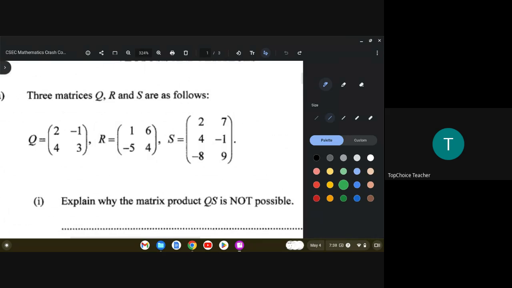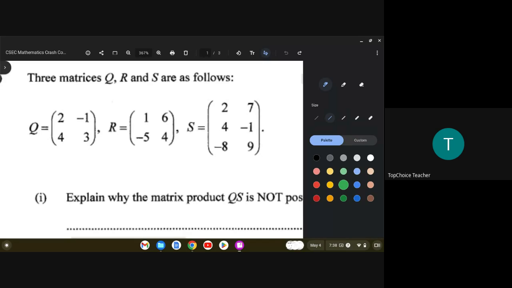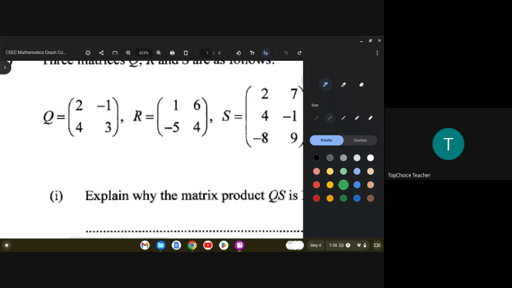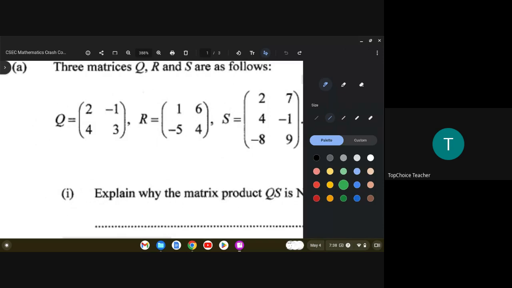Do you know that there's a test of compatibility for multiplication of matrices? Yes, you have to switch on your mic, guys. Test of compatibility. Do you know that? Let me show you the test of compatibility. I may be making it sound scary, but it is actually really easy.